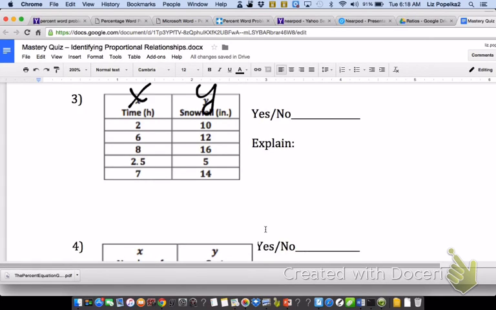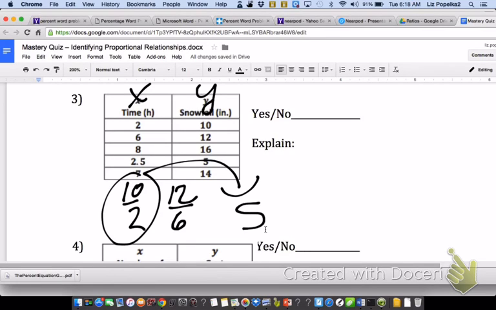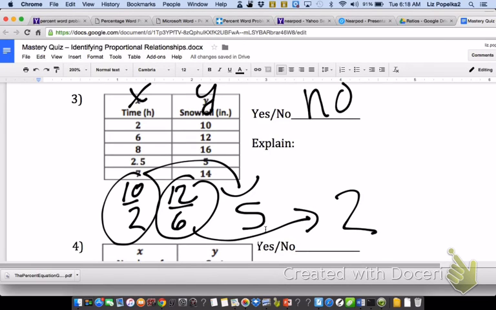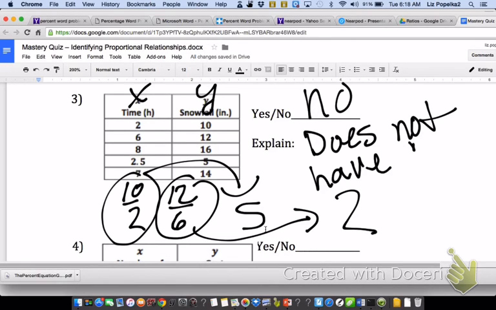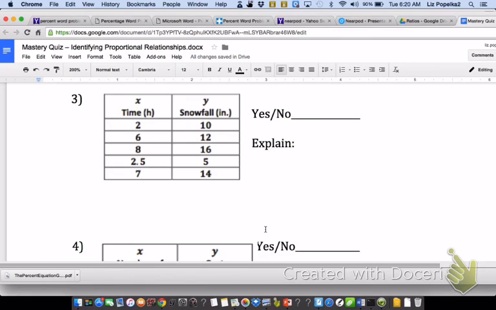So if I do my y divided by my x, that would be 10 over 2. And 12 over 6, and actually those two are good enough because 10 divided by 2 is 5, but 12 divided by 6 is 2. So I could also say no because it does not have a constant of proportionality. If I take my y values and divide by my x values, I do not get the same number. So that is another reason I know that it's not proportional.